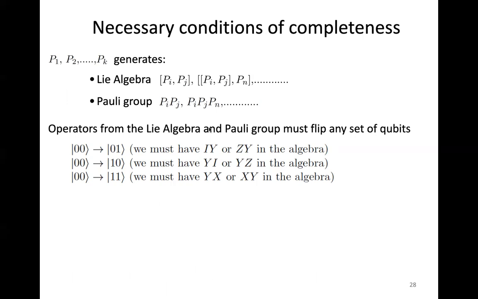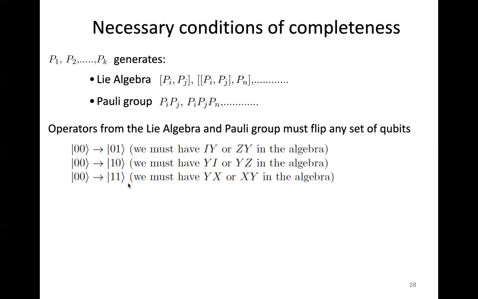On the example of 2 qubits, that means we have to be able to flip 0,0 to 0,1, 0,0 to 1,0, and 0,0 to 1,1, which means we must have either IY or ZY, either YI or YZ, and either YX or XY. Basically, because X and Y flip the qubits, and I and Z don't flip the qubits. So if we have neither YX nor XY, then we will never be able to transform 0,0 to 1,1. That means the condition that we can transform any state to any other already breaks, because we cannot transform 0,0 to 1,1. So we are sure that we must have all these operators.